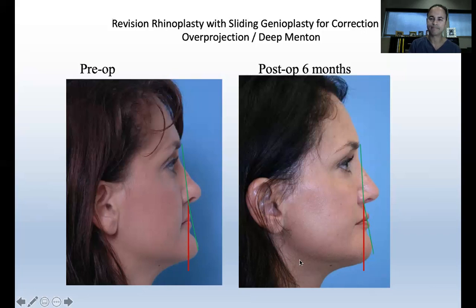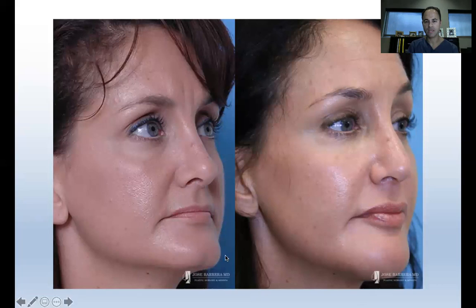This is her three-quarter view. You see the clefted chin is now improved. It's much more supple. And this is her front view. She's still a little bit swollen from the rhinoplasty, and she's within 6 months of her surgery.